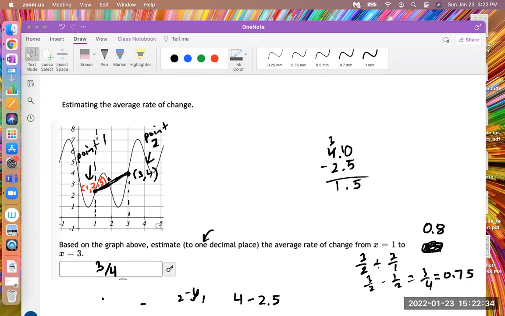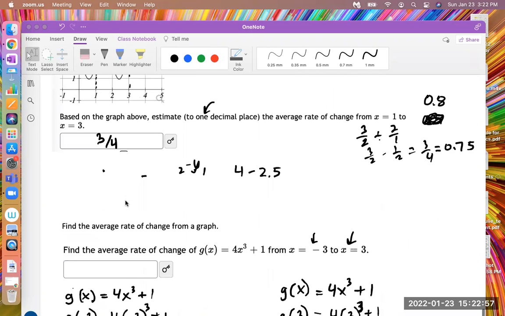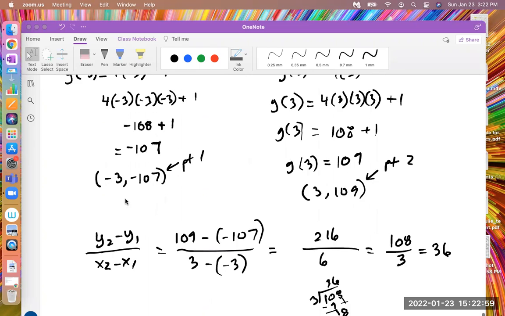When we were given a graph, we were able to just look at the graph, look at where x equals 1, and then find the height of the function along the y-axis to find the corresponding y value, and then you'd have a point. You do the same thing with this other side, and you'd have 2 points. Then you just use the slope equation. However, when we are given a function, it's not as easy as that.